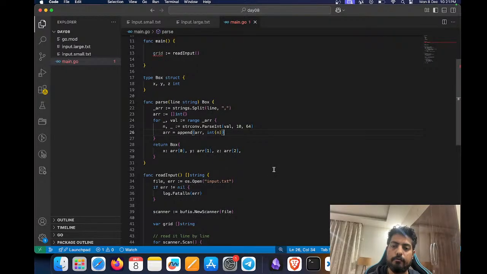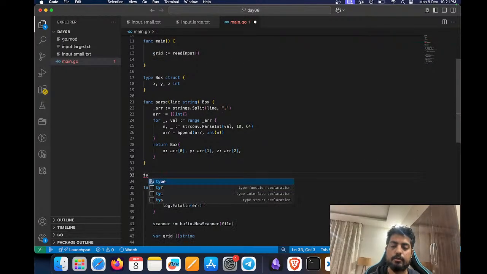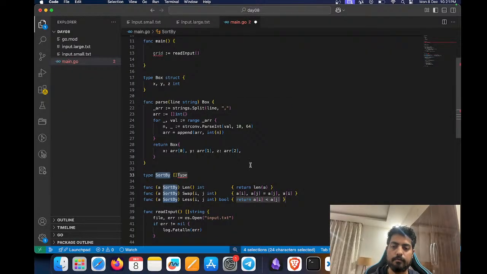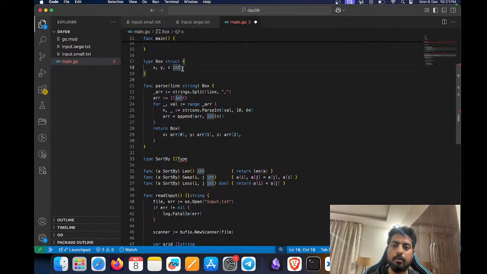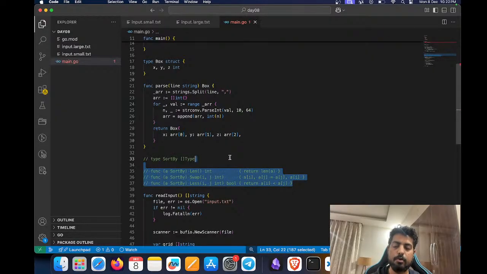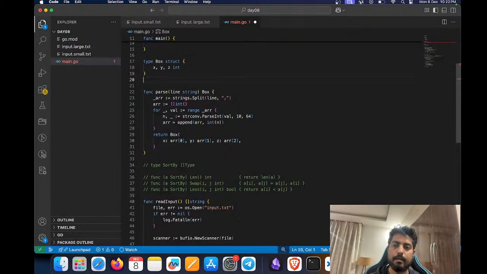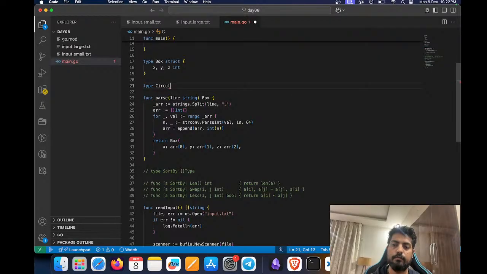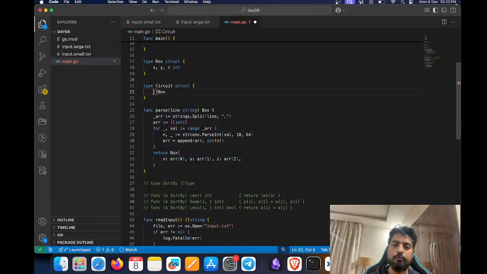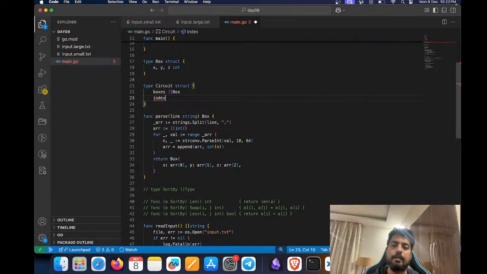And now I need to have sorting defined. So I'll just have a sort function because I'll be sorting these boxes. Okay, I don't think I'll sort these boxes. So we also have a circuit, which is like a combination of boxes. We have a circuit which has a set of boxes, and we can also store the indexes because I think we might need them.